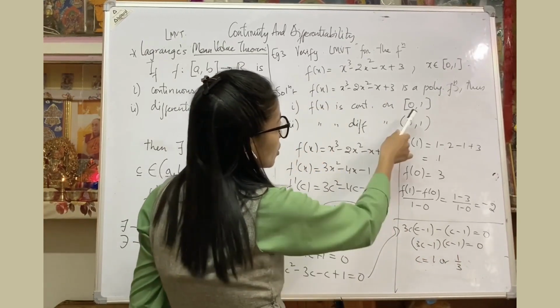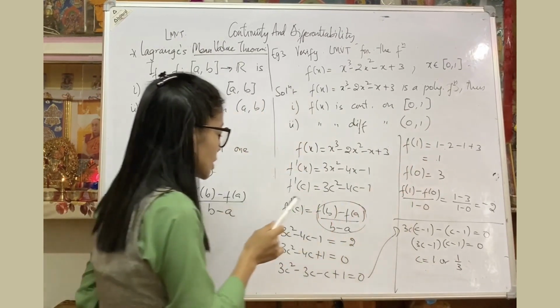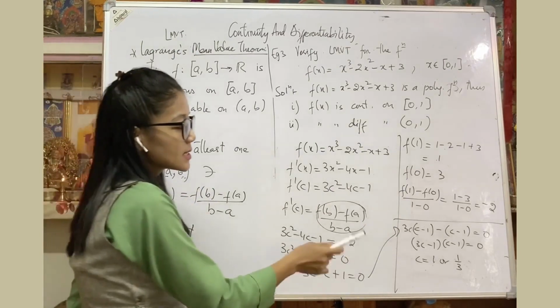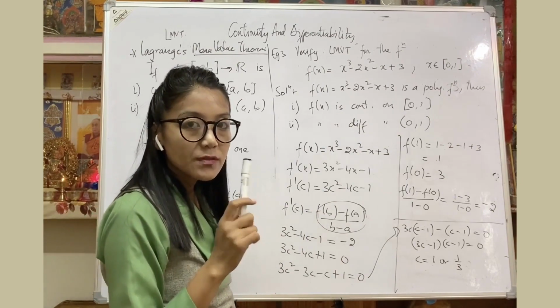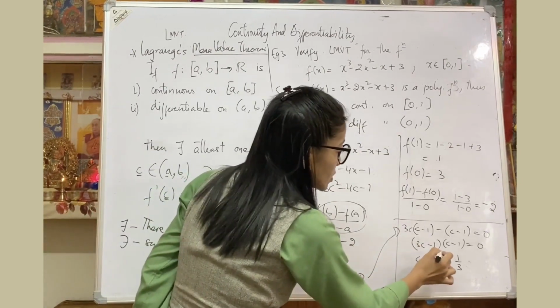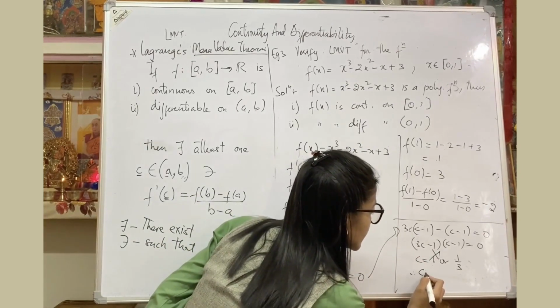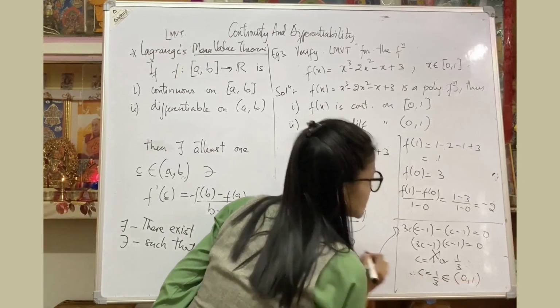Okay, now our interval is an open interval. c should lie within the open interval (a, b). Here in this case, c should lie within the open interval 0 to 1. So therefore this value c will not be taken. Okay, so therefore we have c equals 1 upon 3 in the open interval 0 to 1.